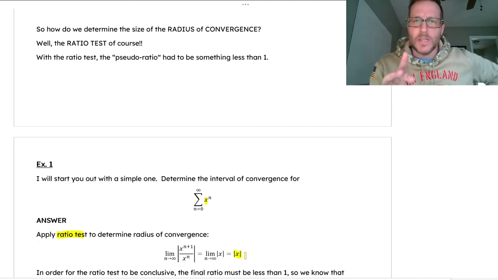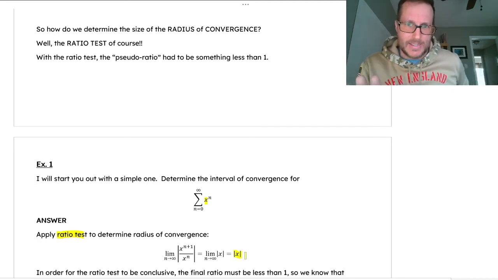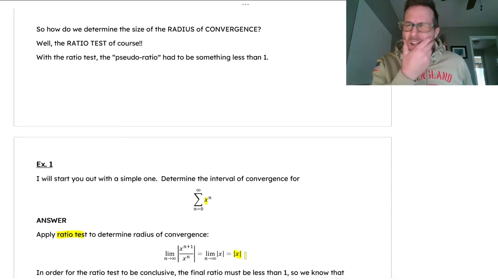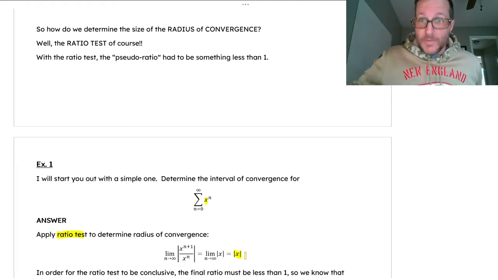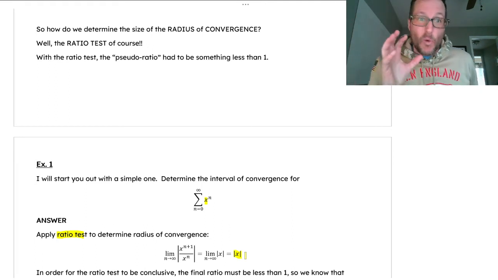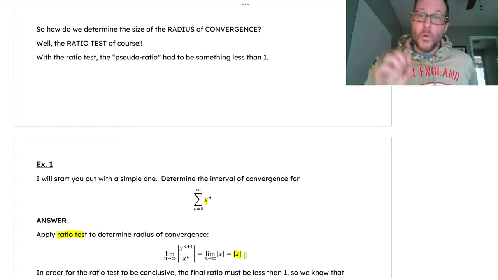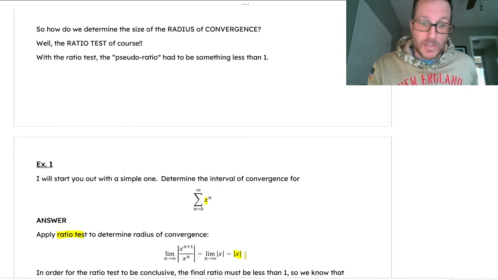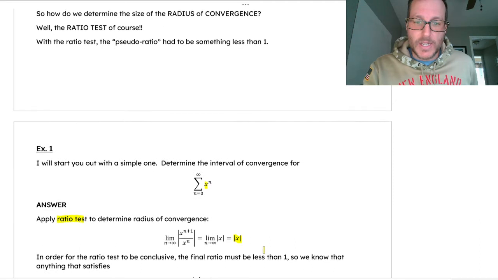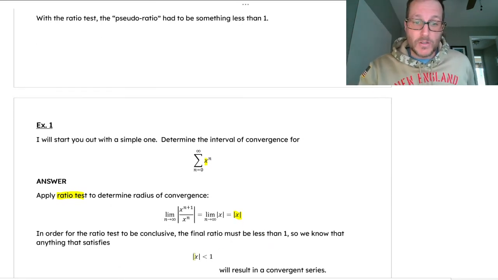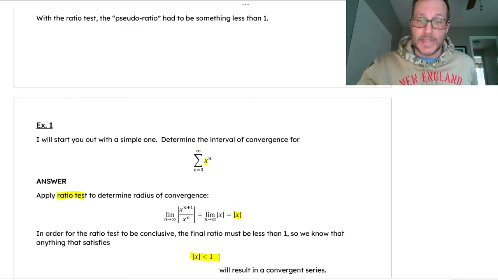Now that is a little bit curious. We didn't get any of that scenario when we did the ratio test. We always got a number. So what does this mean? Well, remember, x is representative of a number. So for that result of a ratio test, we need that result to be less than 1 for the series to be convergent. So let's just make the claim that for this to converge, the absolute value of x has to be less than 1.